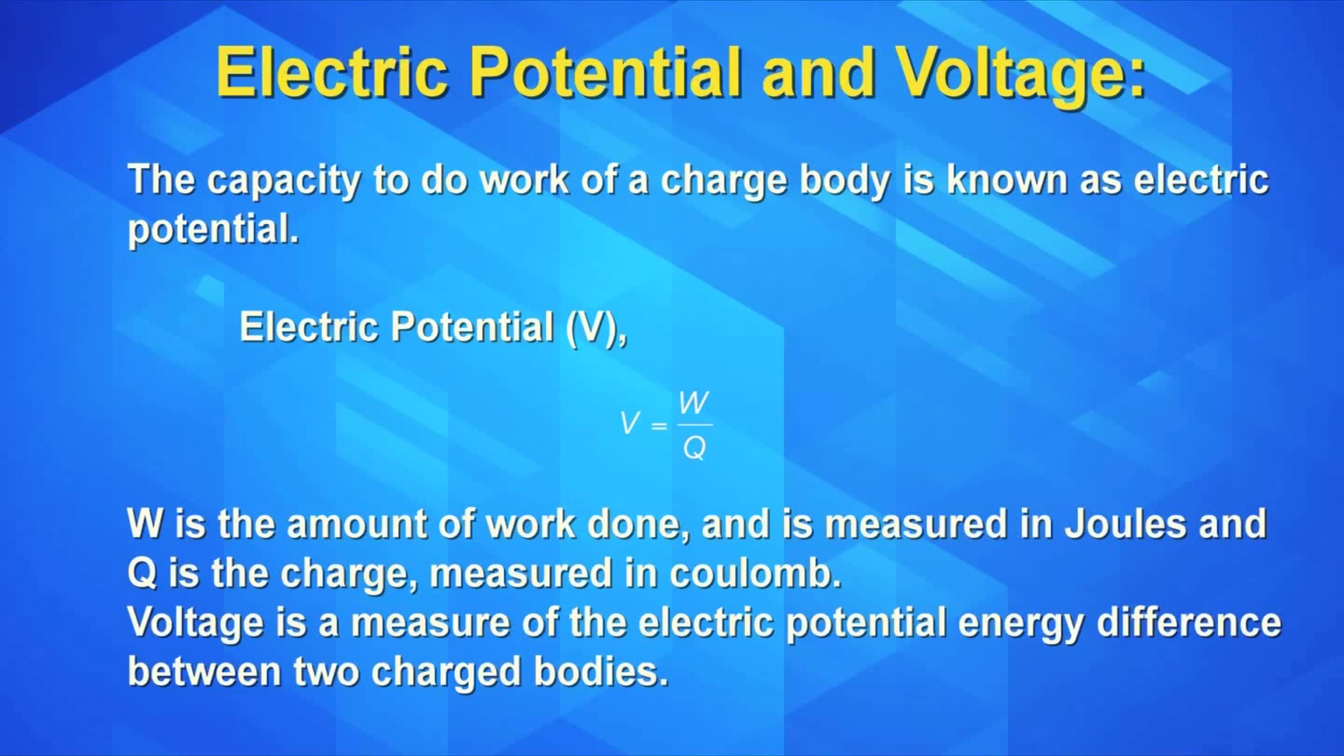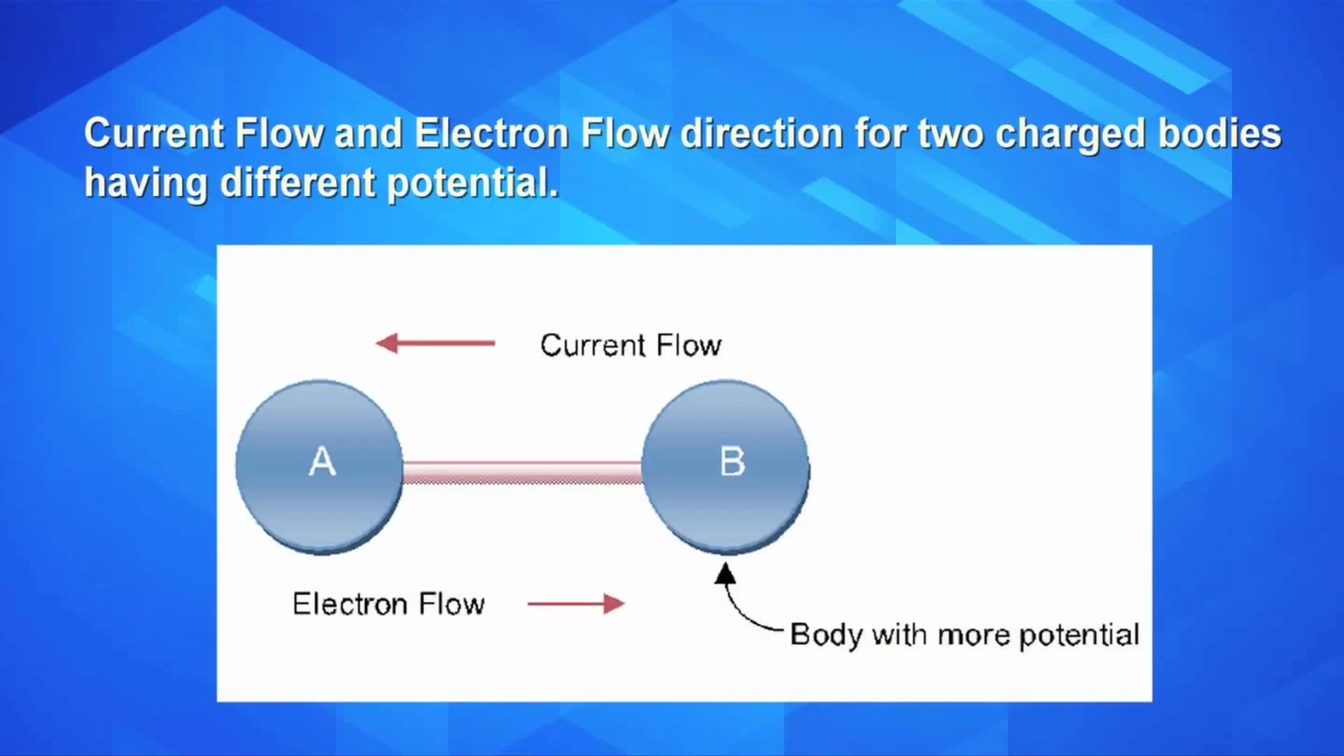Now, voltage, also termed as potential difference, is a measure of electric potential energy difference between two charged bodies. Let us see this example. If two charged bodies have different potentials, then they are said to have potential difference. For example, let us take two charged bodies A and B having different potentials, and the potential of B is higher than A.